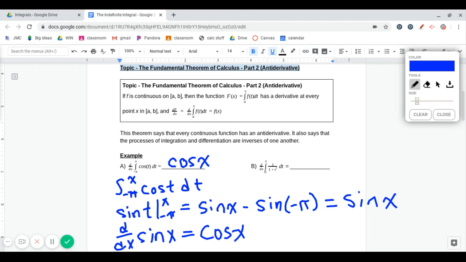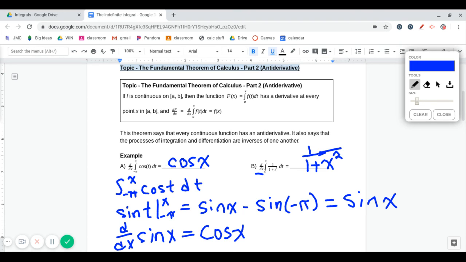So this part B, you can do this process on your own to make sure that your fundamental theorem of calculus is good to go. But I can tell you that you will end up with 1 over 1 plus x squared for this one. And that's really the gist of this theorem here, is that derivatives and integrals are inverses of each other.